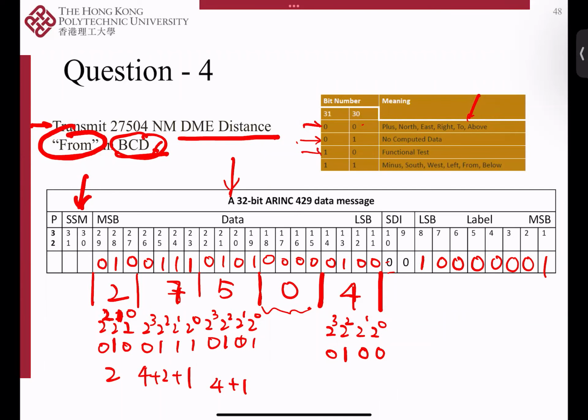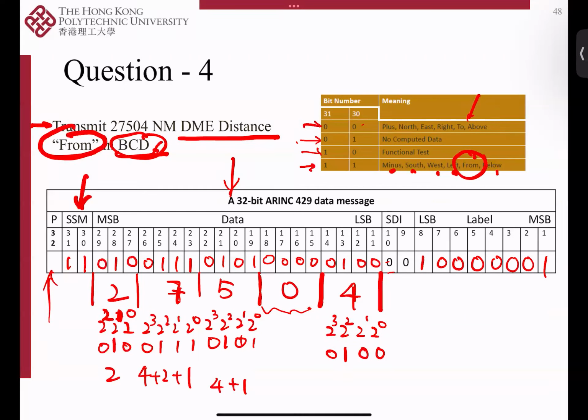And the third one is related to functional test. We are not testing anything. And the last one is 1, 1 and related to minus, south, west, less, from. This is what we need and below. So from is what we need, so in here we wish to put 1 and 1, right? So that's one. And the last one is to determine parity.